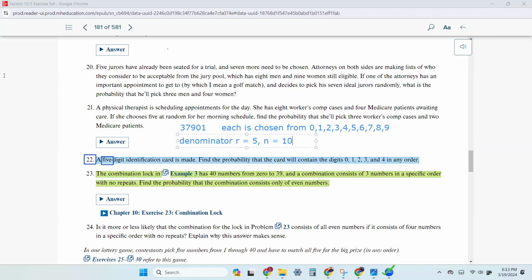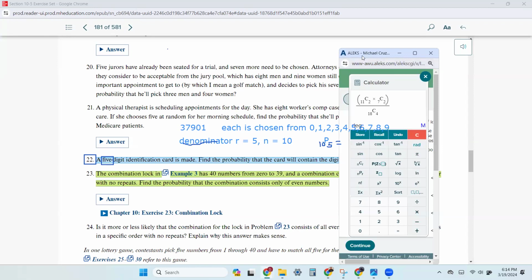All right. So our denominator is going to be P, and then we're picking our 5 from 10. So this is our denominator right there. And we can use the calculator to figure it out, and then we'll come back and do the numerator.